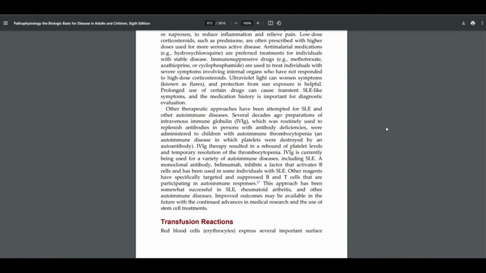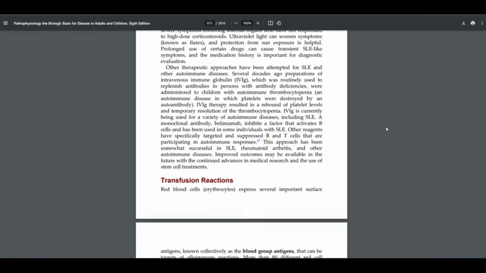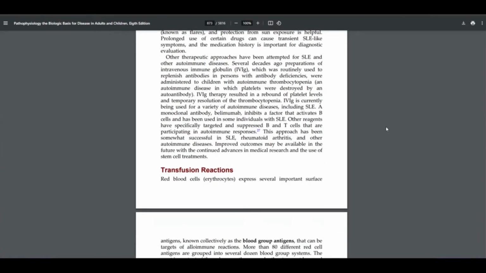Immunosuppressive drugs, methotrexate, azathioprine, and cyclophosphamide, are used to treat individuals with severe symptoms involving internal organs who have not responded to higher doses of corticosteroids. UV light can worsen symptoms, known as flares, and protection from sun exposure is helpful. Prolonged use of certain drugs can cause transient lupus-like symptoms, and the medication history is important for diagnostic evaluation.